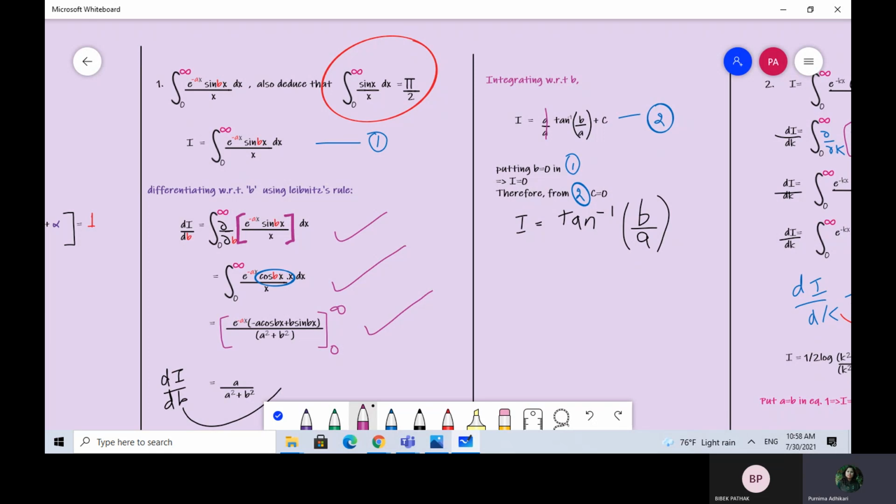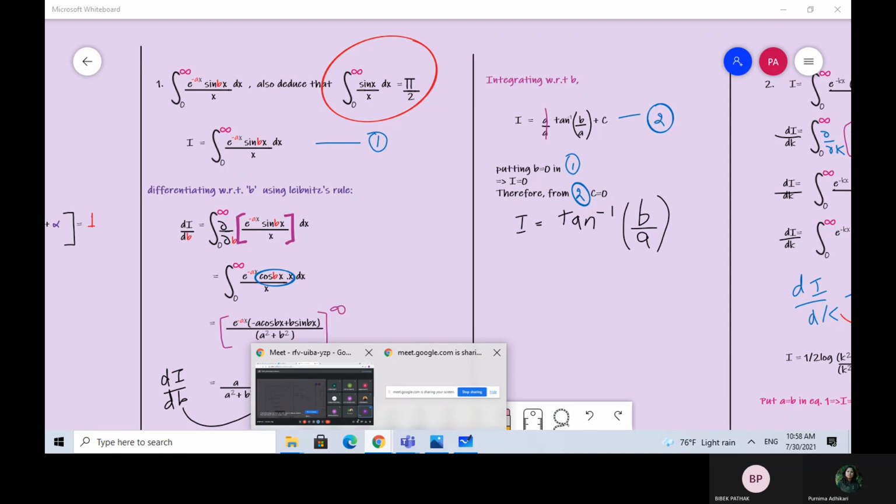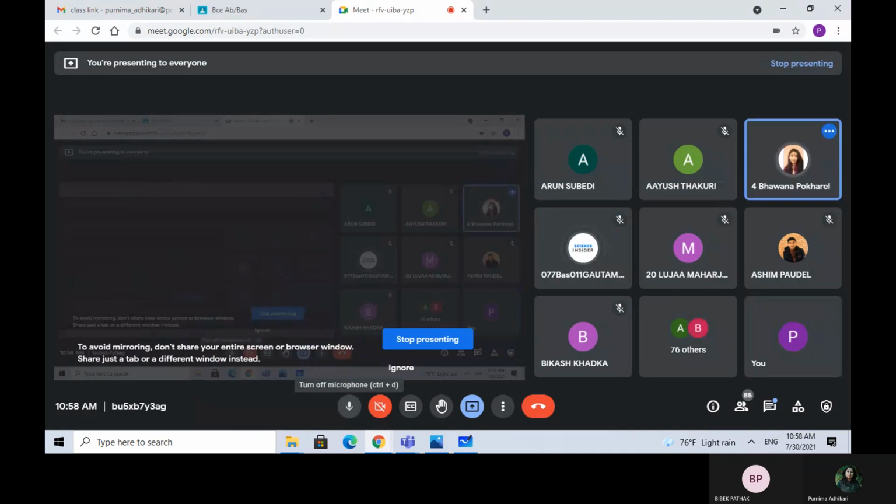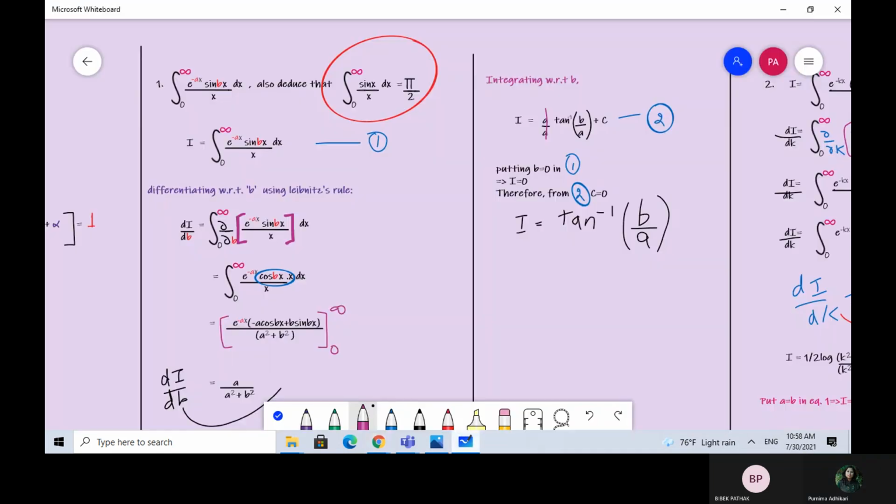आवाज आइरहेछ मेरो? आवाज आइरहेछ? ओके ओके ओके त्यसपछि हजुर.